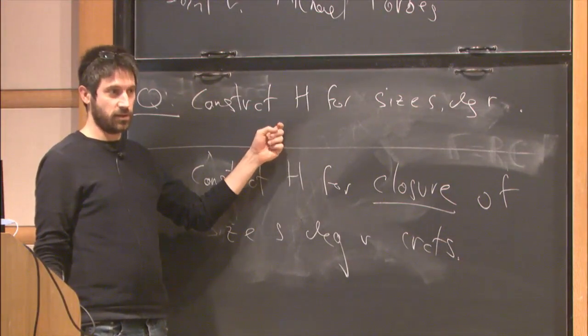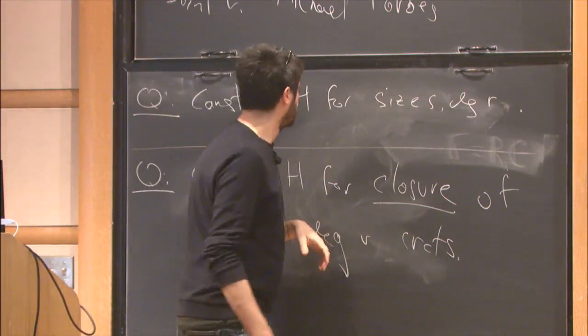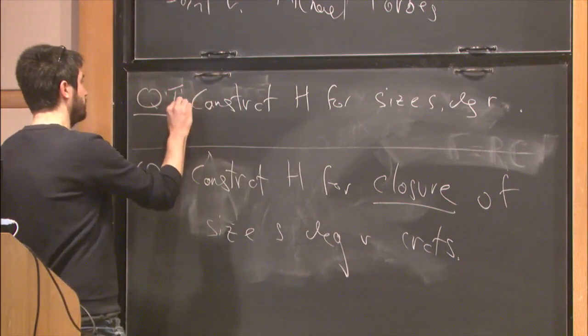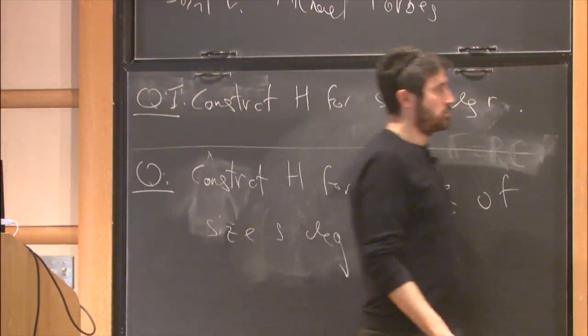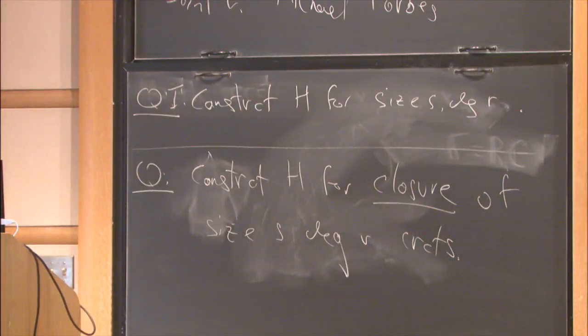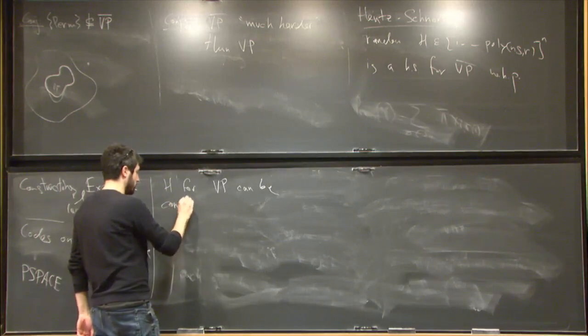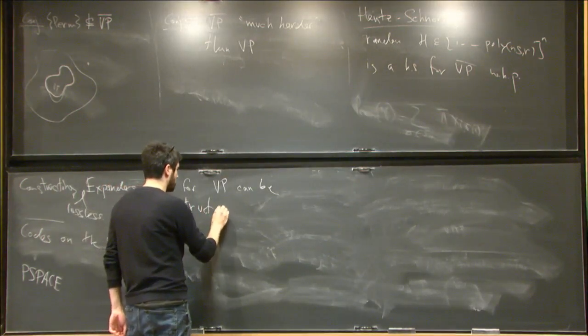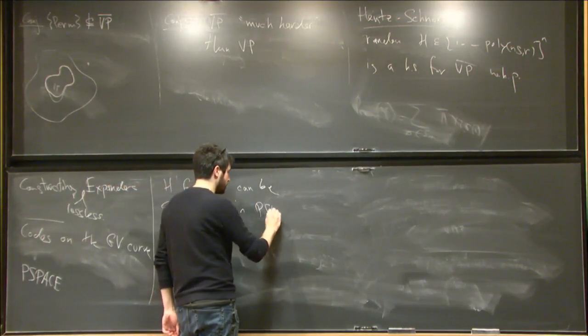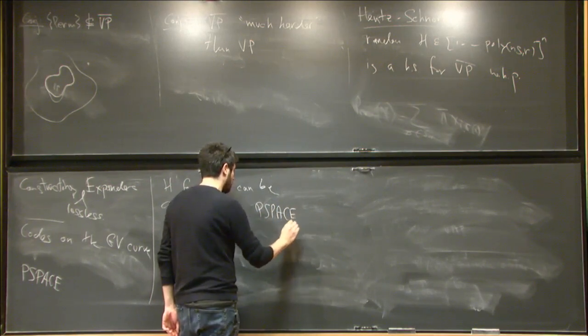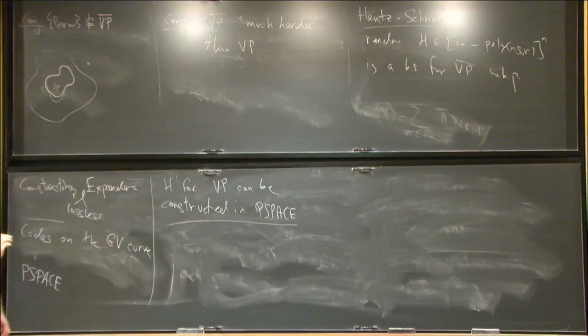Let me just give a hint on how this is done. So the first question, let's say question 1: a hitting set for VP can be constructed in PSPACE. And this was observed by Mulmuley a few years back. And basically how the argument goes.